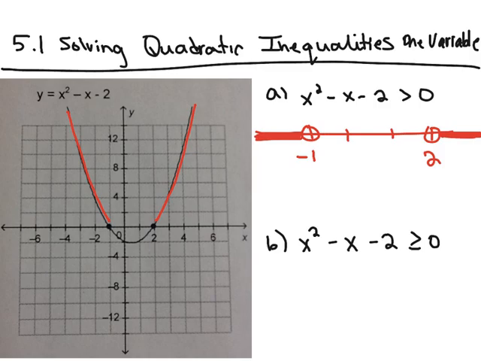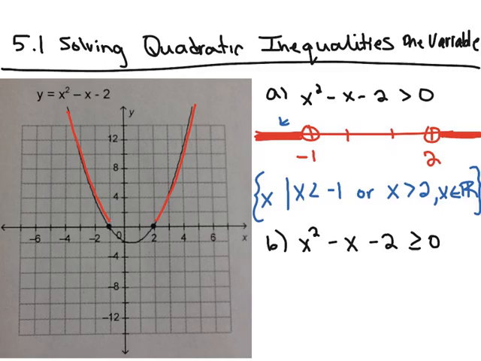So we know that x has to be greater than -1, or less than -1, sorry. So anything less than -1 and anything greater than 2 for all the real elements. And if you want to put it in set notation, you can. x such that, that's what the line means, x is less than -1 or x is greater than 2 for all x that are real numbers.